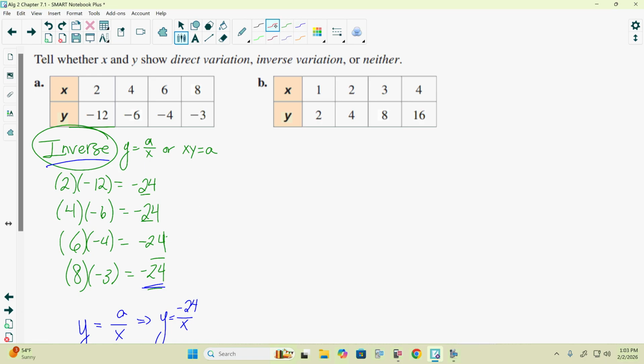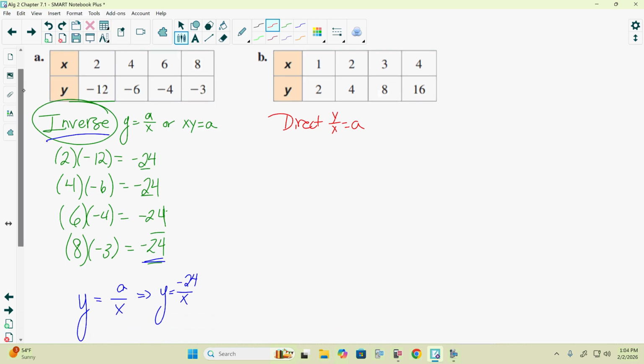we have 1, 2, 3, 4 for x, and the corresponding y values are 2, 4, 8, 16. So we could start with direct variation. Y over x equals a to compare the two values. So the first thing we can do is 2 divided by 1, which is 2. Our next one would be 4 divided by 2, which is also 2, yes? So can we say this is direct variation? Well, let's make sure and check the rest of them.